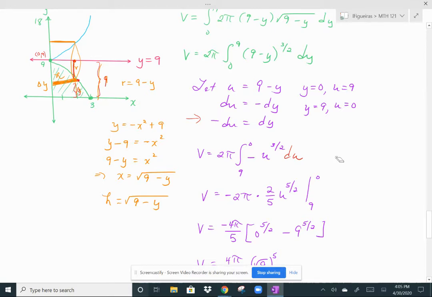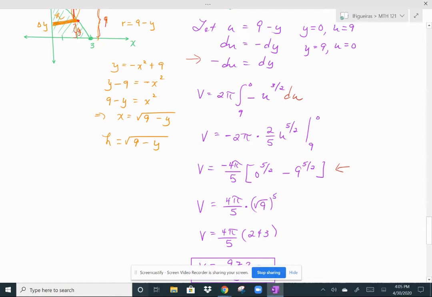All right, so now we take the antiderivative, add 1 to 3/2 to get 5/2, and multiply by the reciprocal of 2/5. And so we simplify that and we substitute in our limits. So we have negative 4 pi over 5 times 0 to the 5/2 minus 9 to the 5/2. So basically you have a negative and a negative being multiplied, so the result is positive.